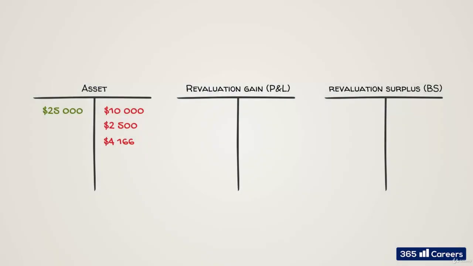The accounting transaction for the revaluation taking place in 2020 will be debit the tangible asset for $3,666 and credit revaluation gain for $2,500. This line goes into P&L, and credit revaluation surplus for $1,166, which goes to other comprehensive income.